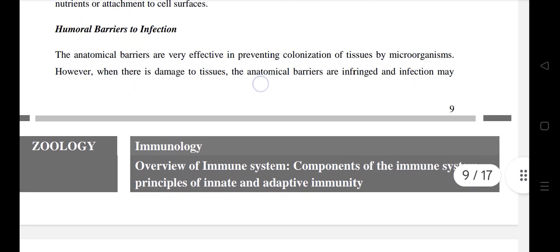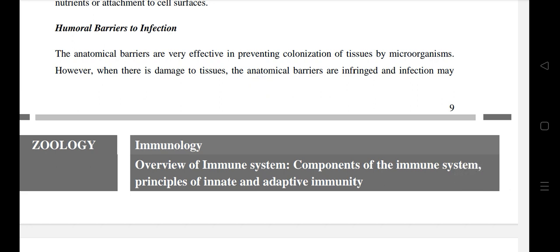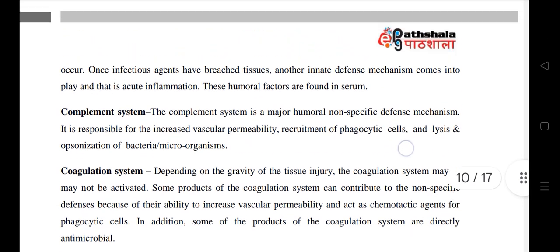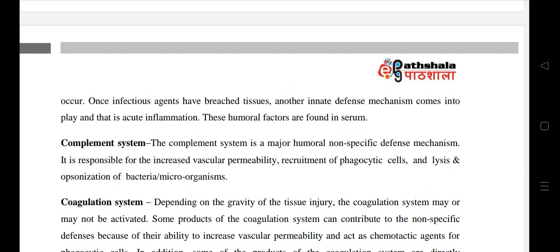Then humoral barriers to infection. The anatomical barriers are very effective in preventing colonization of tissues by microorganisms. However, when there is damage to tissues, the anatomical barriers are infringed and infection may occur. Once infectious agents have breached tissues, another innate defense mechanism comes into play, and that is acute inflammation. These humoral factors are found in serum.